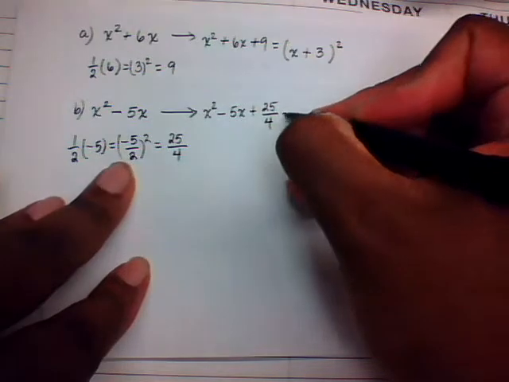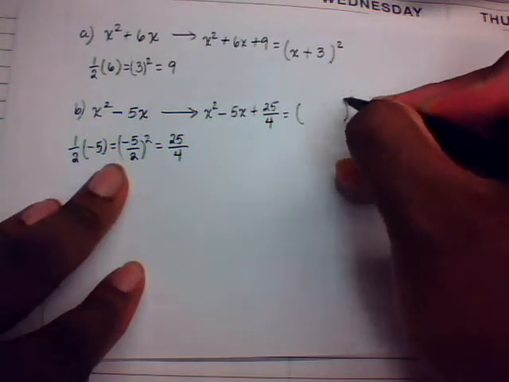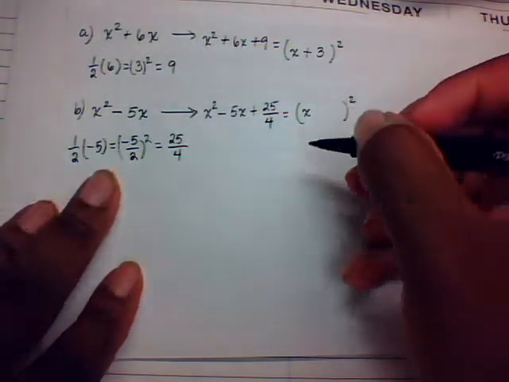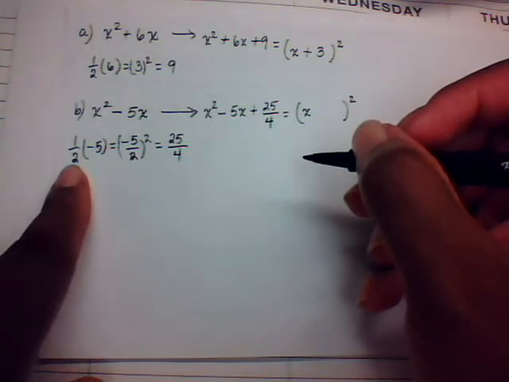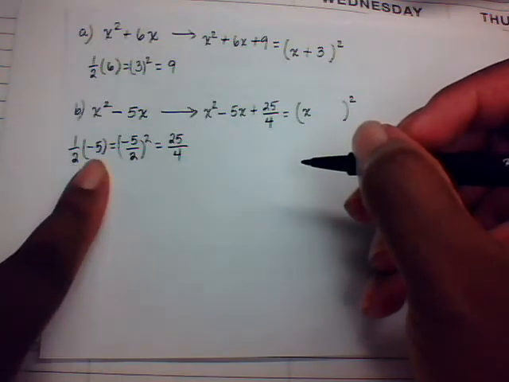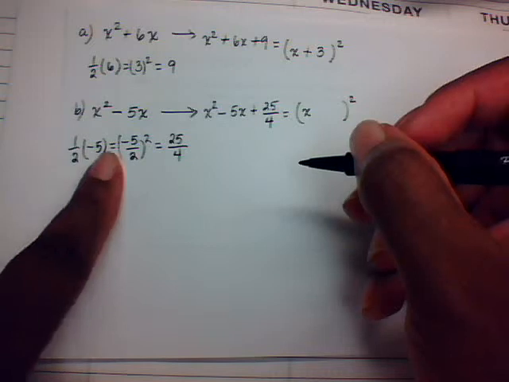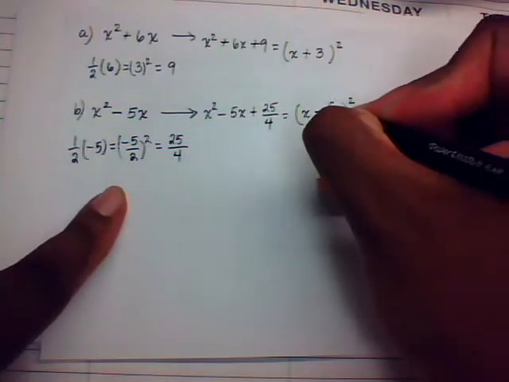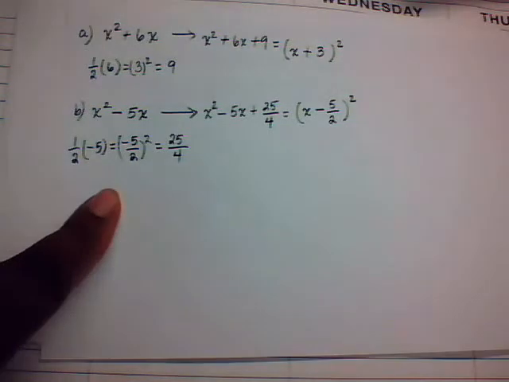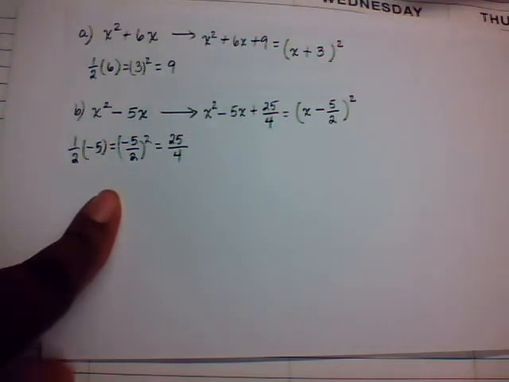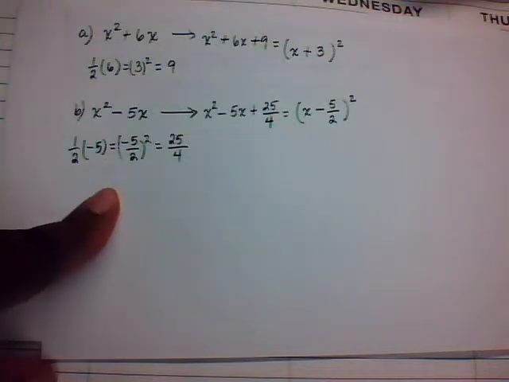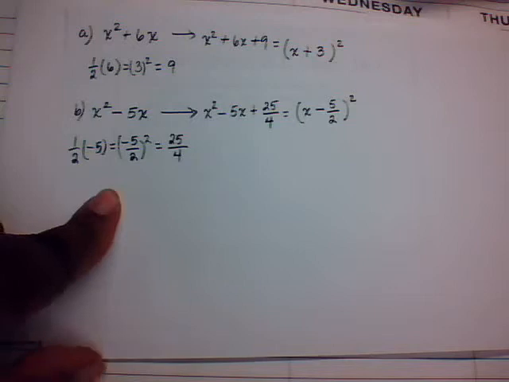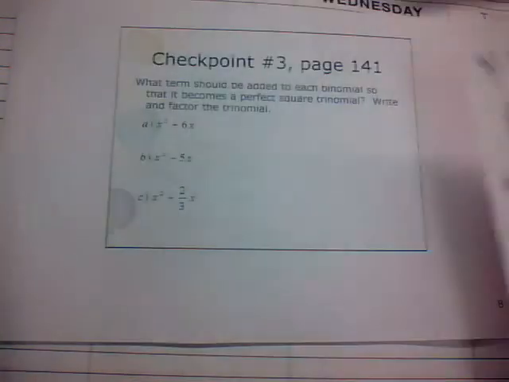which can be factored into, of course, you know, you're going to have an x. Now, you take 1/2 the coefficient of x, which is negative 5, which will give you negative 5 over 2. So we'll write that as minus 5 over 2. So it'll end up being x minus 5 over 2 quantity squared. Okay.